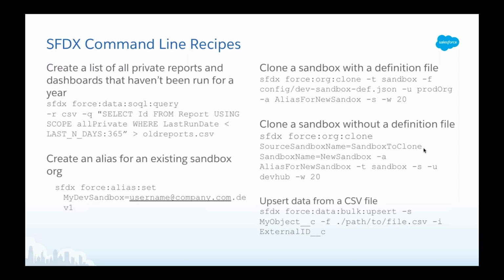There's a couple of other things here about how you can clone a Sandbox, either with a definition file or without a definition file. And then the last one there is upserting data using a CSV file. So what we're doing there is we're saying, hey, I want to update in bulk, and the object that I want to use is my object. It's a custom my object. The file path of the CSV file is, and here's the file path, and the -I is, here's the external ID to say, hey, if this ID exists for a record in the database, then update it. If it doesn't exist, then create a new record.